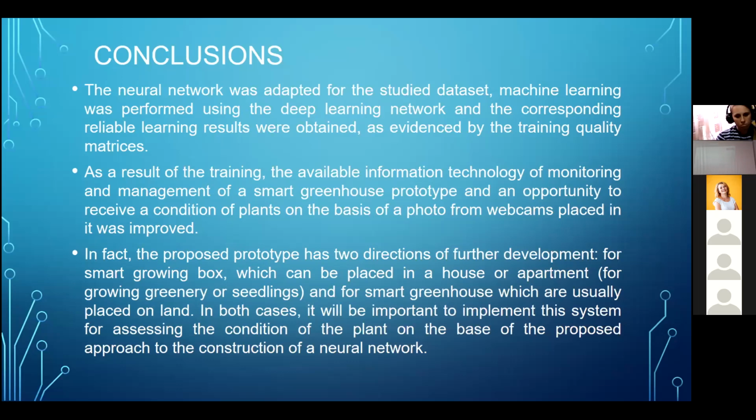In fact, the prototype has two directions for future development. The first direction is for a smart growing box, which can be placed in a house or apartment, and the second is for a smart greenhouse, which is usually placed on land. In both cases, it will be important to implement the system for assessing the conditions of the plants on the base of the proposed approach to the construction of a neural network. In general, that's all. Thank you for attention.